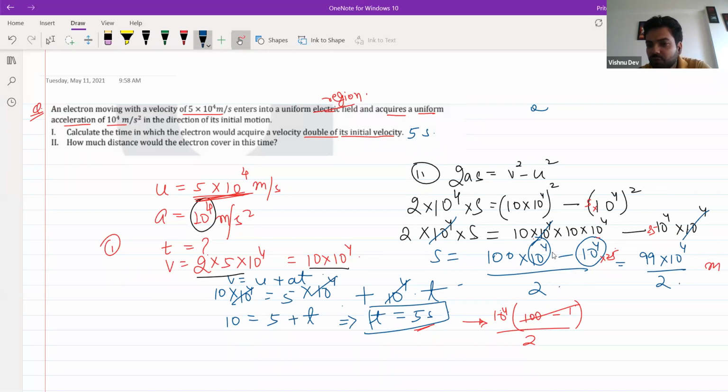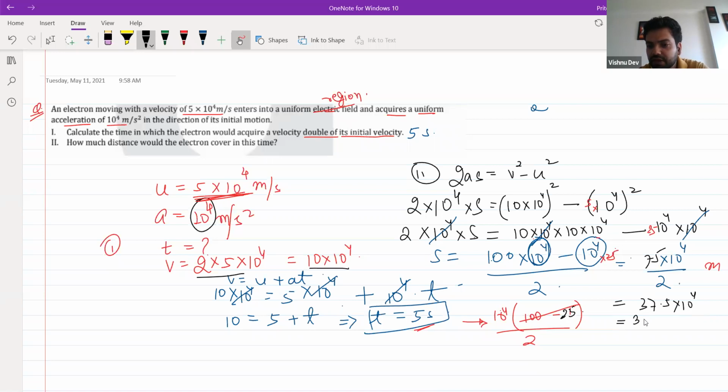100 into 10 to power 4 minus 25 into 10 to power 4. So 100 minus 25 it will be, because if we take 10 to power 4 common, it will be 100 minus 25, so 75. And if we divide this by 2, how much do we get? Yeah, 37.5 into 10 to power 4.